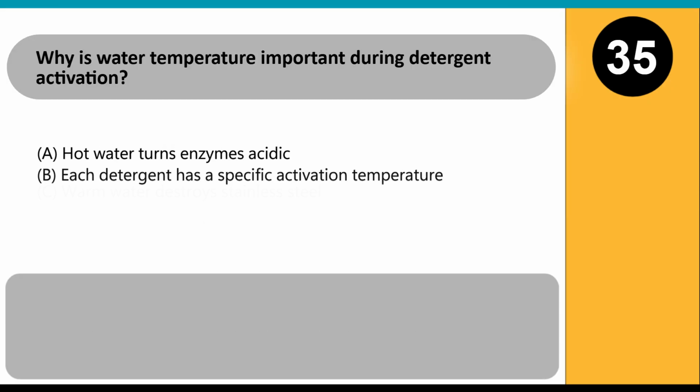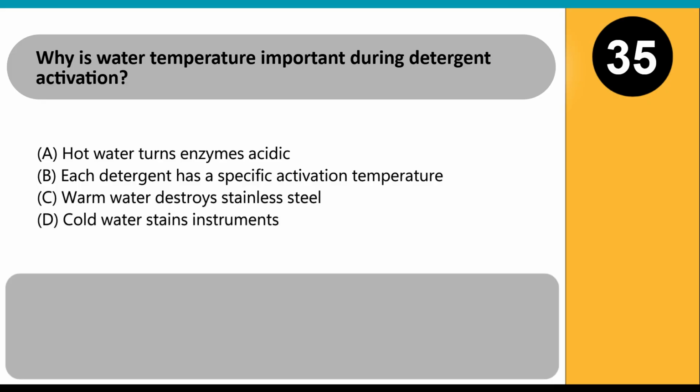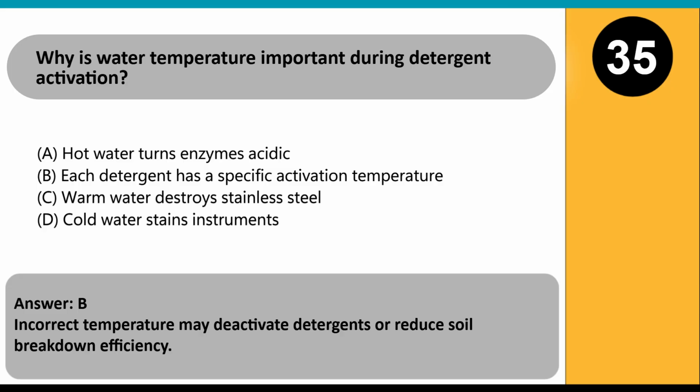Why is water temperature important during detergent activation? A. Hot water turns enzymes acidic. B. Each detergent has a specific activation temperature. C. Warm water destroys stainless steel. D. Cold water stains instruments. Answer, B. Incorrect temperature may deactivate detergents or reduce soil breakdown efficiency.